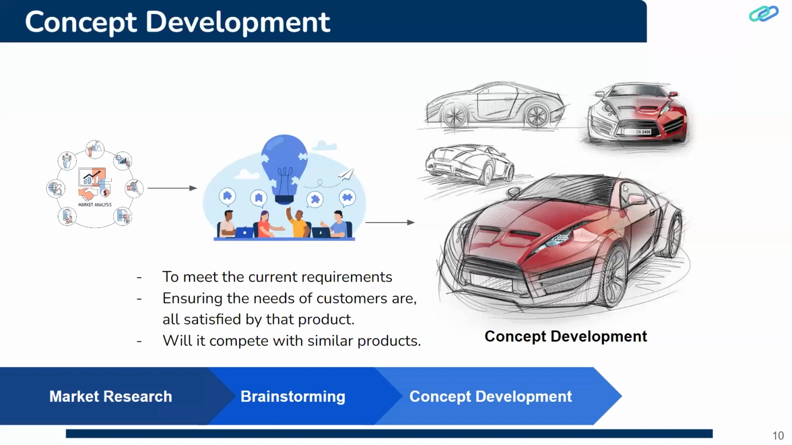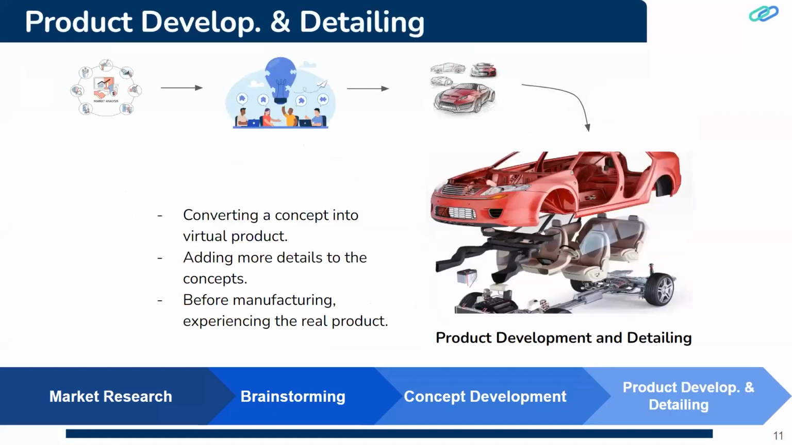If an automotive car is going to be designed, the first thing they do is hand sketching, freehand sketching. Once they have developed that, they go on to the next phase, which is product development and detailing, where you convert the concept into a virtual product and add more details. This way you get a real life experience of how the component is going to look in a simulation environment before it is manufactured.